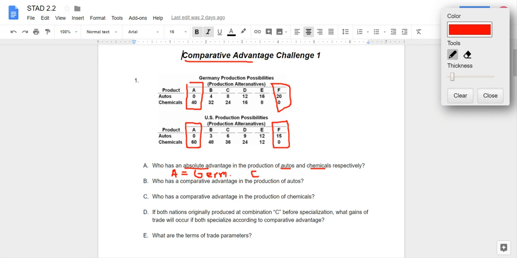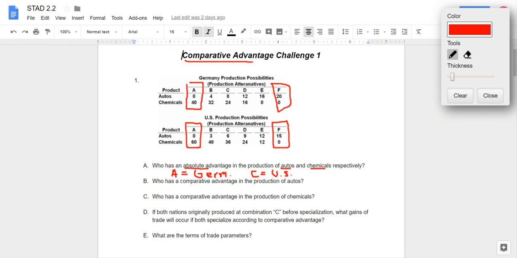Next, I'm going to look at chemicals. Who has an absolute advantage for chemicals? So that's the other side of it. We're on A, right? We're looking at if I produce no autos and just chemicals, who can produce more? Here, Germany can produce 40 chemicals if they produce no autos, and the United States can produce 60 chemicals. So the United States is actually our absolute advantage right there.